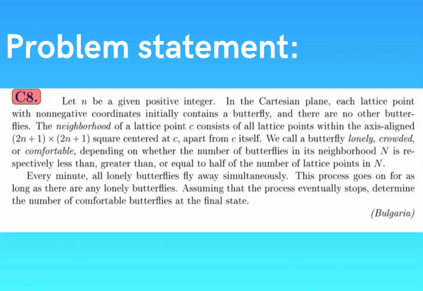Here's the problem statement. Let n be a given positive integer. In the Cartesian plane, each lattice point with non-negative coordinates initially contains a butterfly, and there are no other butterflies. The neighborhood of a lattice point C consists of all lattice points within the axis aligned (2n+1) times (2n+1) square centered at C, apart from C itself. We call a butterfly lonely, crowded, or comfortable, depending on whether the number of butterflies in its neighborhood N is respectively less than, greater than, or equal to half of the number of lattice points in N.